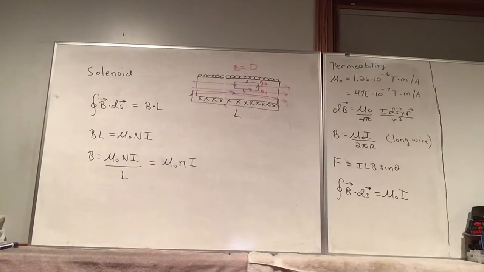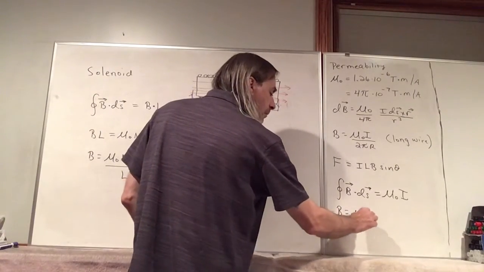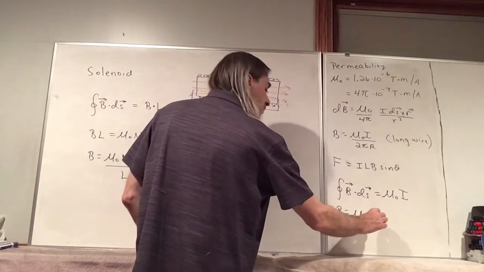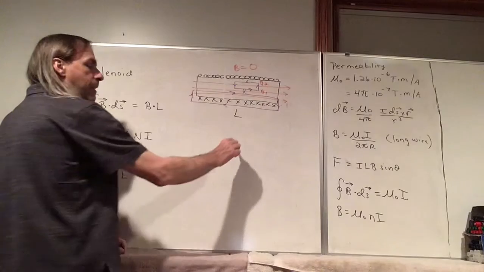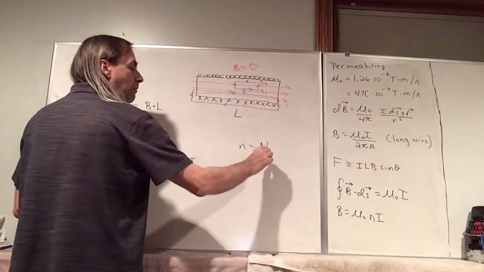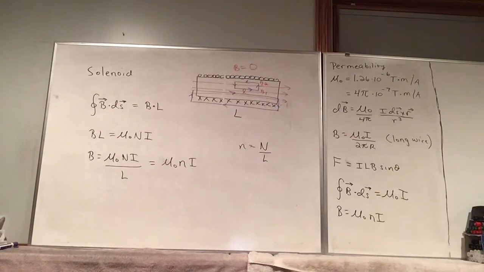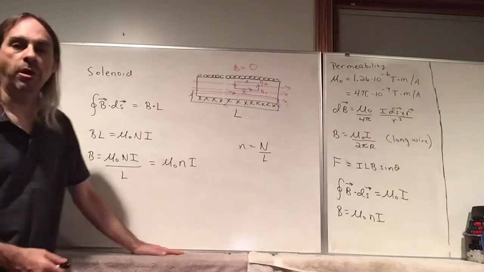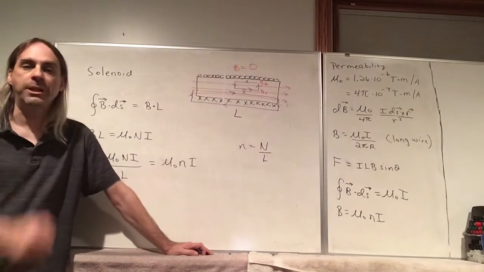Mu naught lowercase n times I. I'm going to write that here, where lowercase n is called the turns ratio. That'd be like the number of turns per length. So you could have a solenoid with, say, a turns ratio of 100 per centimeter.